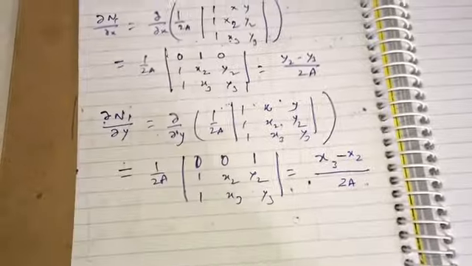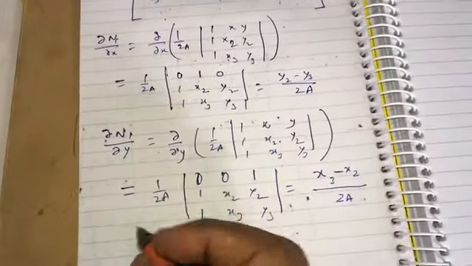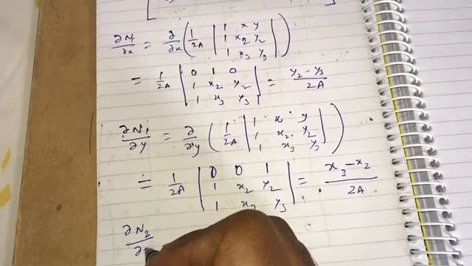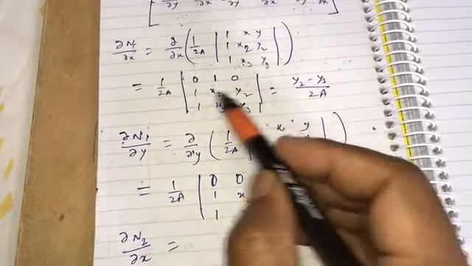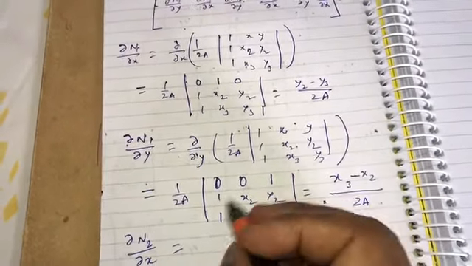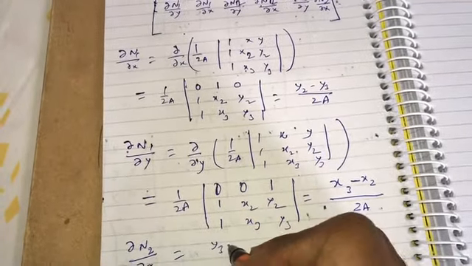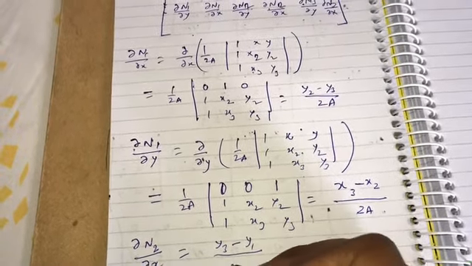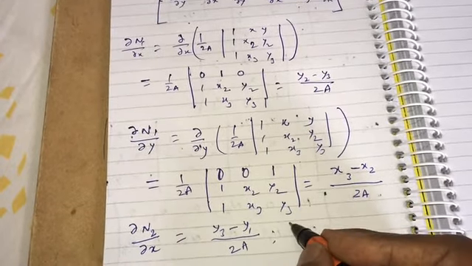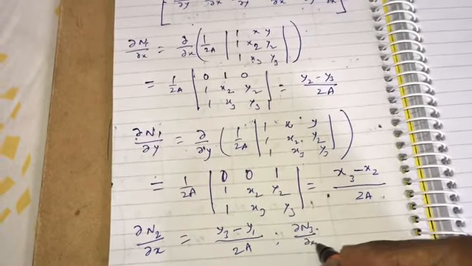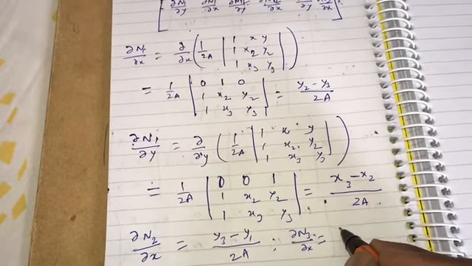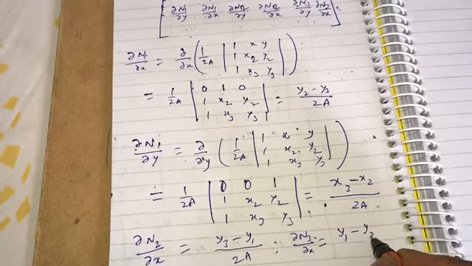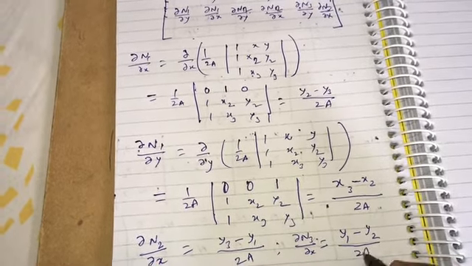Similarly we can extend further, based on this one only. So del N2 over del x we can find out. Since this is 1, 2, 3, this will be y3 minus y1 over 2A, and similarly del N3 over del x becomes y1 minus y2 over 2A.